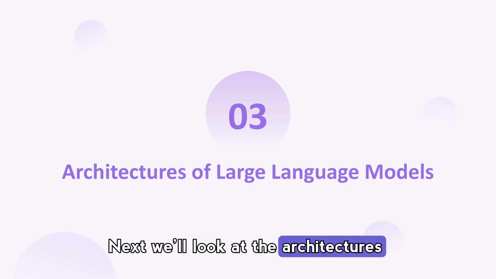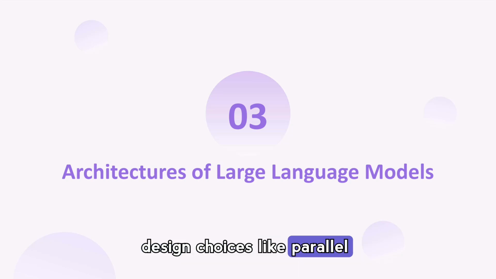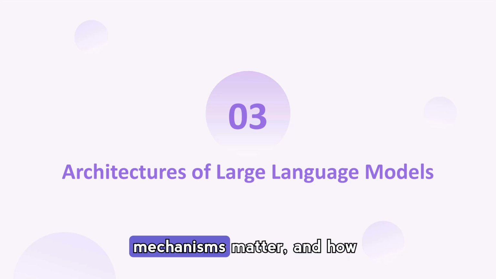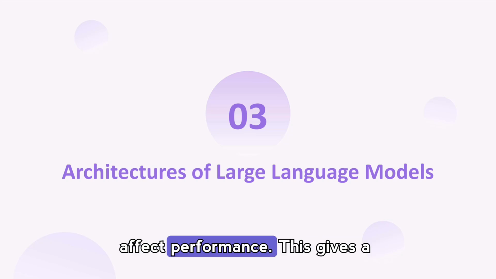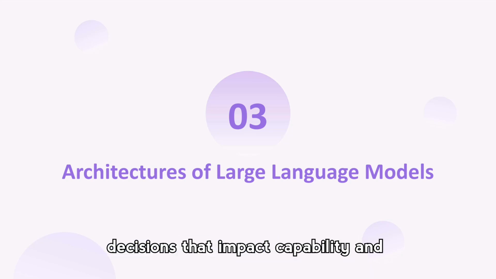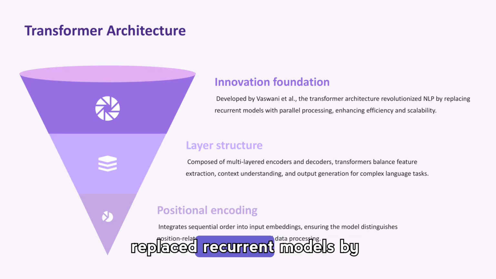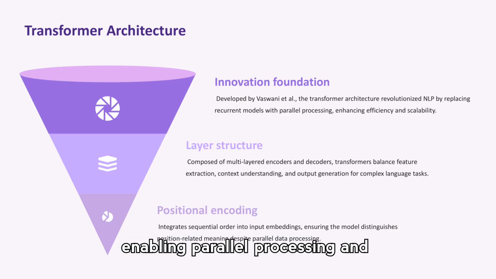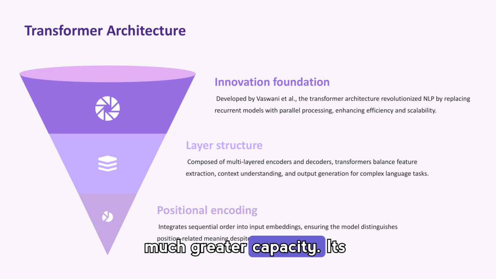Next, we'll look at the architectures behind LLMs, highlighting why design choices like parallel processing and attention mechanisms matter, and how different encoder-decoder setups affect performance. This gives a clearer view of the technology decisions that impact capability and efficiency. The transformer architecture replaced recurrent models by enabling parallel processing and scalable training, which unlocked much greater capacity.